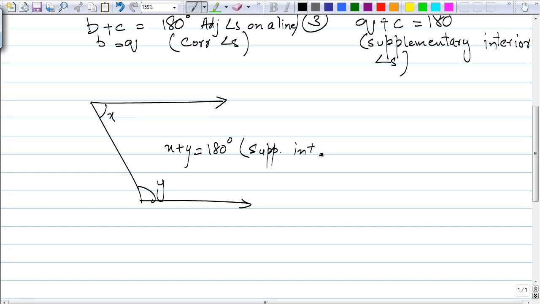And you will have to write which lines were parallel. Similarly, for alternate angles, if you had two parallel lines, angle X would have been equal to angle Y because they were alternate angles.